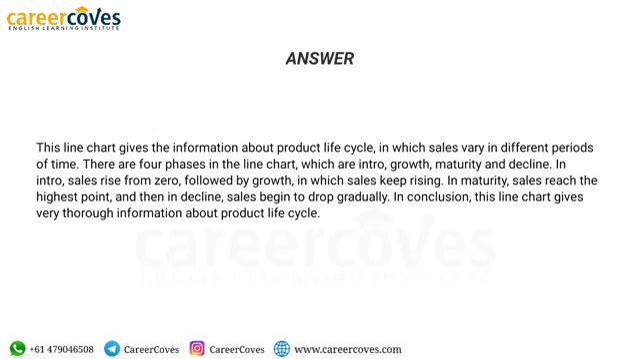In intro, sales rise from 0, followed by growth, in which sales keep rising. In maturity, sales reach the highest point, and then in decline, sales begin to drop gradually. In conclusion, this line chart gives very thorough information about product life cycle.